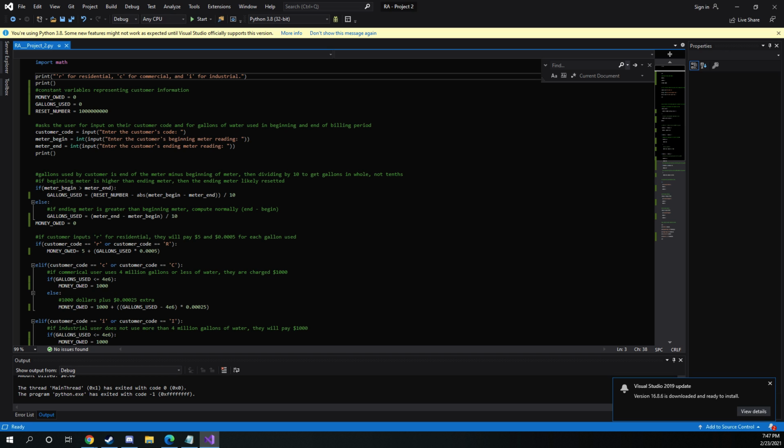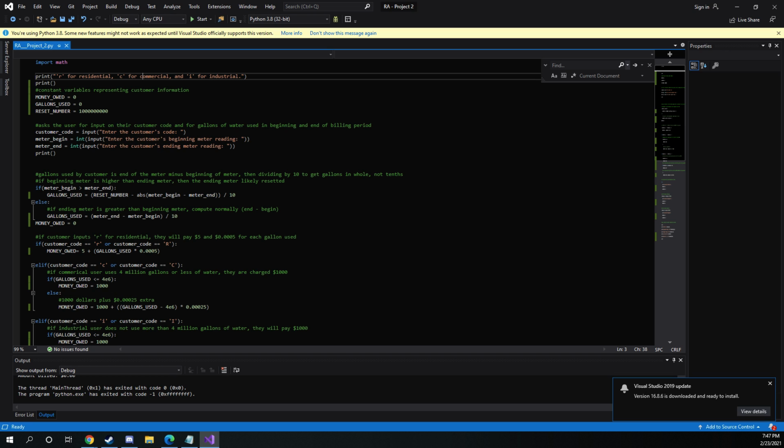So the first variable is money owed, which represents the amount of money that the customer is going to be billed. Gallons used, which represents the amount of water that the customer used in gallons. And a constant variable called reset number, which has a value of 1 billion, which we're going to need later.